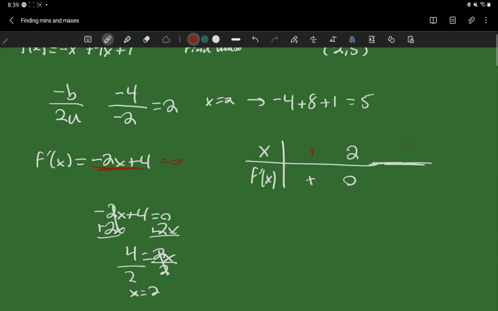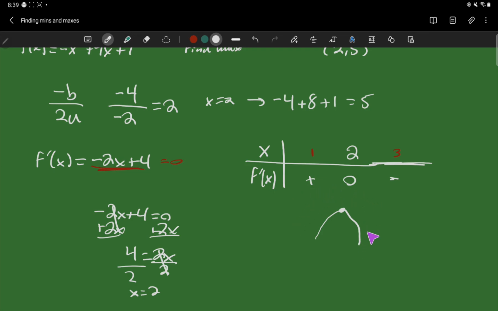And then we can plug in a number greater than 2, to the right, like 3. Plug 3 into the derivative, you get negative 6 plus 4, that's going to be negative 2. But all we really need to know is that it's negative. For any value that's greater than 2, the derivative is going to be negative, which means the function is going to be decreasing. So what we see is we have the function increasing, increasing, increasing until 2, then it hits 0, and then it goes back down.